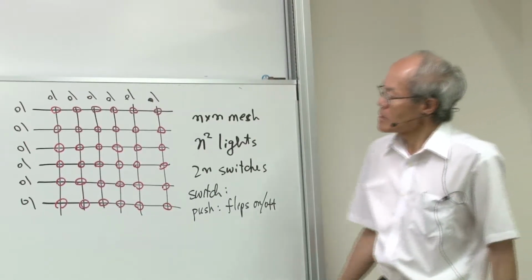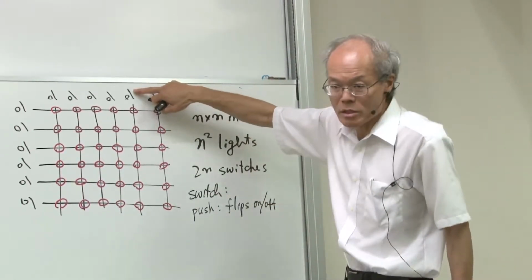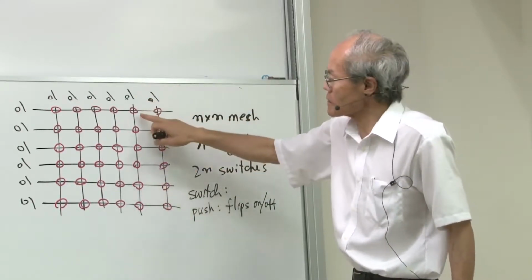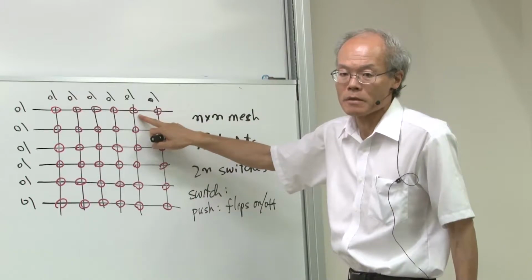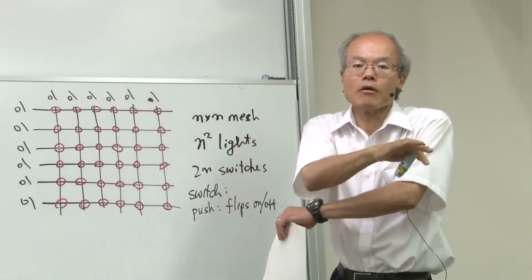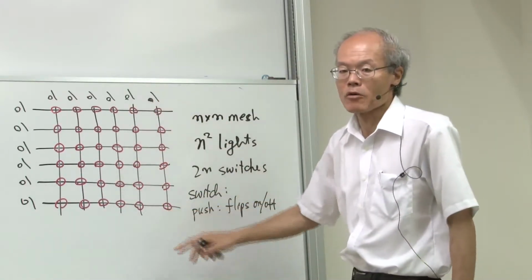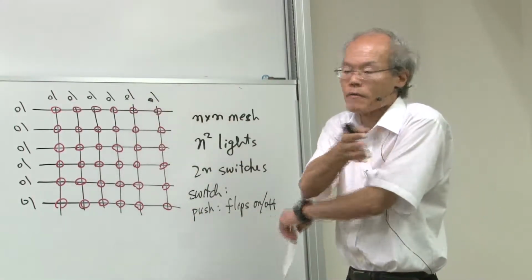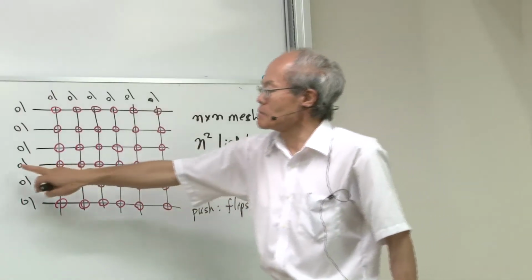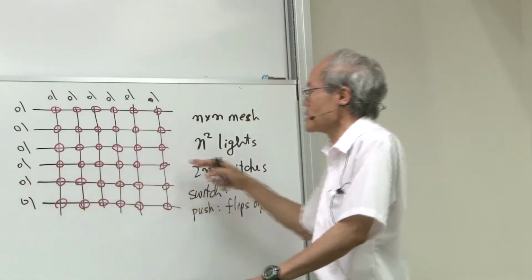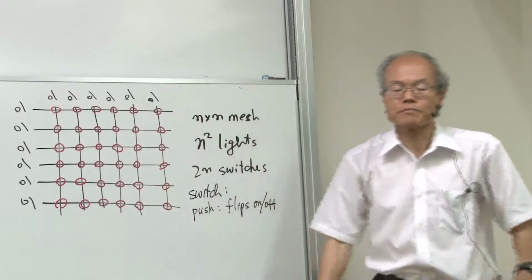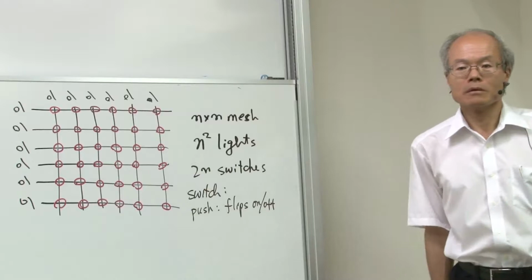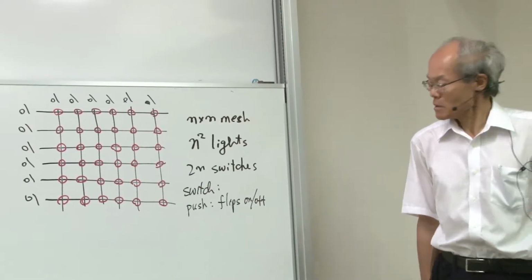So for example, if you push this switch, then look at this column. If the light is on, then it changes to off. So it just switches on and off of this column. You push this switch, then completely switch on and off of this row. Okay? You understand?